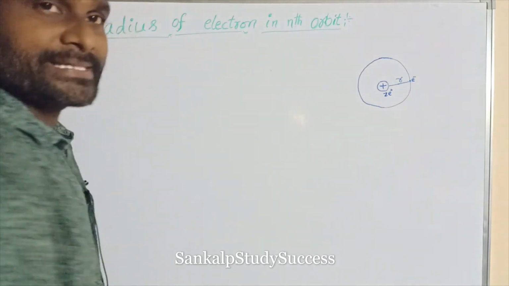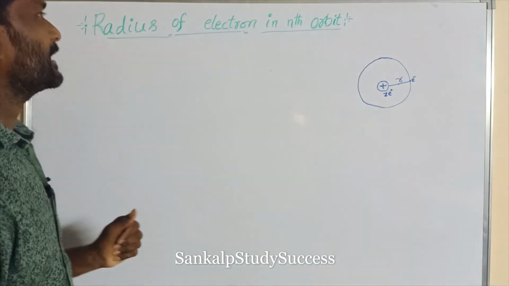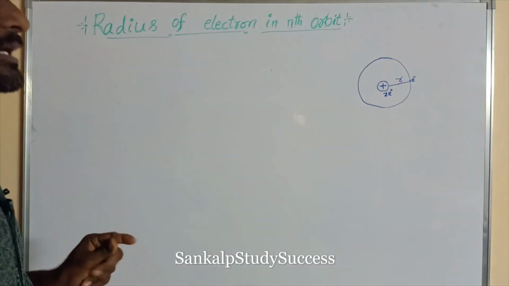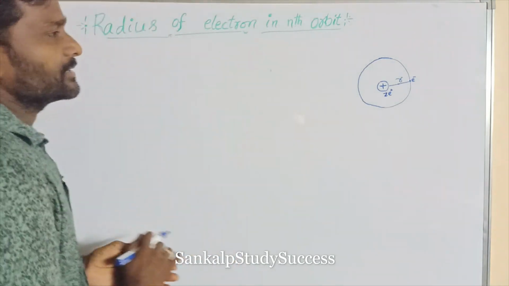Today I am going to discuss the radius of the electron in the nth orbit, in atomic structure.